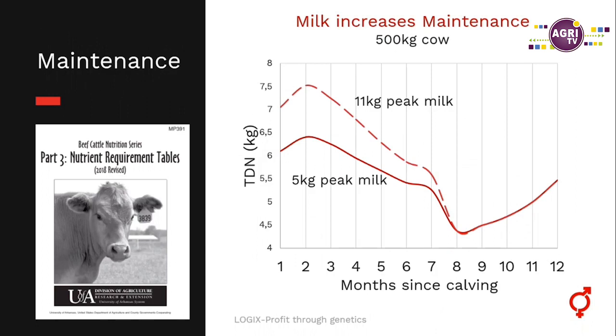Milk also increases maintenance. So here's a 500 kilogram cow with a 5 kilogram peak milk versus one with 11 kilogram peak milk. So if your beef cows have high milk, they need a better environment in order to produce that milk. That is why in our maintenance selection value, we also add a little bit of milk together with mature weight.